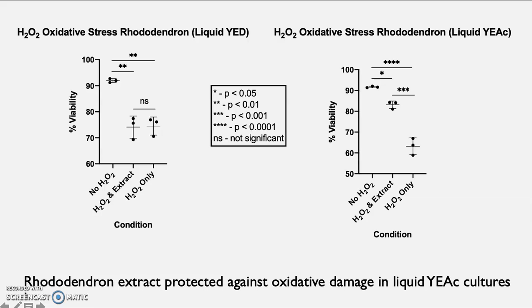The next test I ran was the hydrogen peroxide oxidative stress test. And on the left graph, when they were in the liquid YED, there was no significant difference. But when they were in the liquid acetate, there was a very significant difference. And this shows that the extract was able to protect the cells from oxidative stress. And this also shows that the yeast cells are more susceptible to oxidative stress damage when they're using the mitochondria as compared to when they didn't have to use it in the glucose.